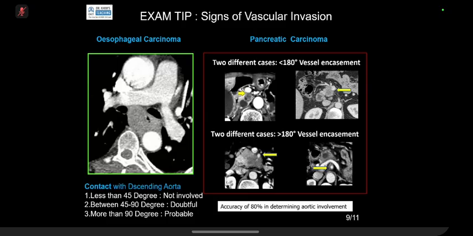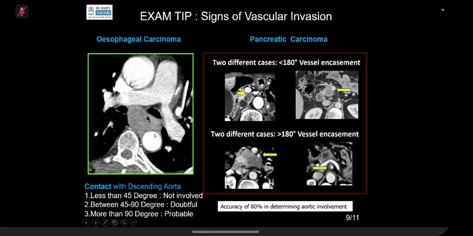Now, in both cases, there is a vessel involved. In esophagus, the vessel is the aorta. In pancreas, the vessel is either the SMA or the celiac artery. Now, how do we say that they are encased? Interestingly, the criteria for the aorta are different from the criteria for the SMA. And this is why I teach them together, so that otherwise you get confused. And of course, you will get confused at 6.